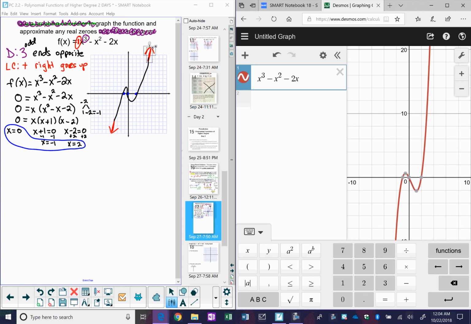And sure enough, my graph is pretty darn close. And yes, in Precalculus, we will be using the graphing calculator, but I should also have a general idea of what my graph is going to look like.